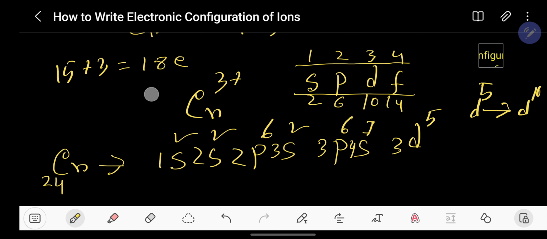So what will be the electron configuration of chromium 3+? For chromium 3+, you need to remove 3 electrons from the neutral chromium atom. So for 3, 1 electron will go here, and another 2 will go from here. So if you subtract 2 here, then you get this 3, right? So this is the electron configuration of chromium 3+. I think you have understood how to write the electron configuration of ions.